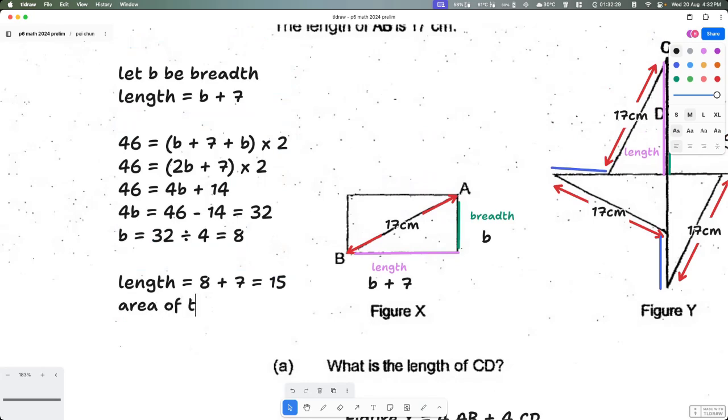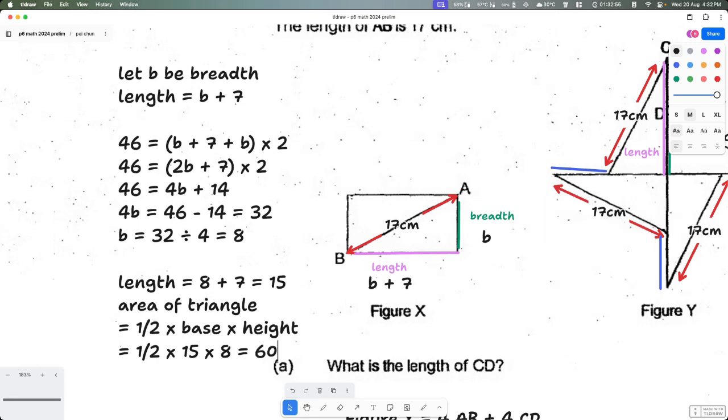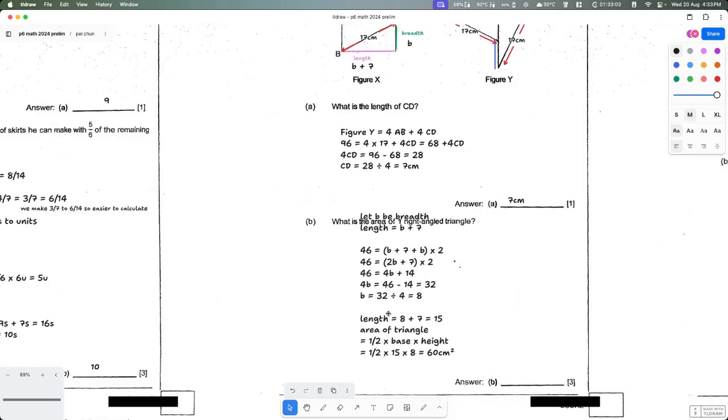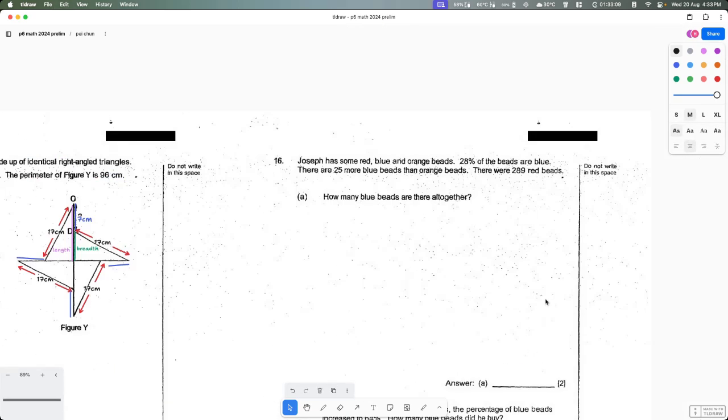The area of a triangle is half times base times height. The base is the length, so it is half times 15 times the height, 8. 0.5 times 15 times 8 gives us 60 centimeter square. There you go, that's the answer. Let's move on to the next question. Question 16.